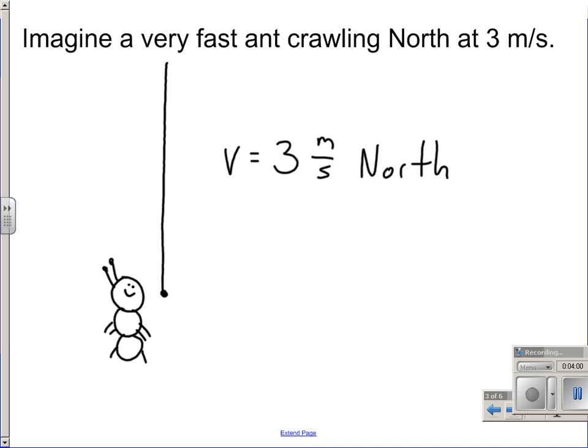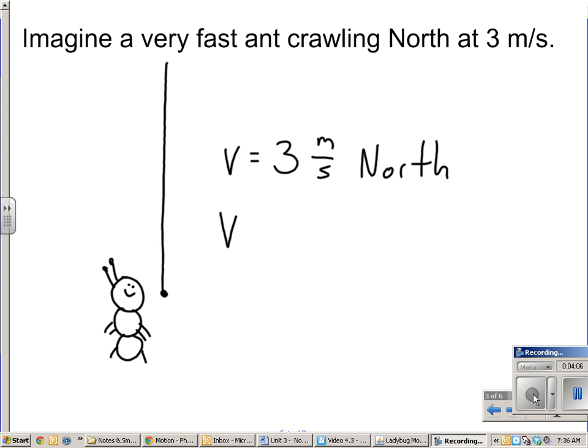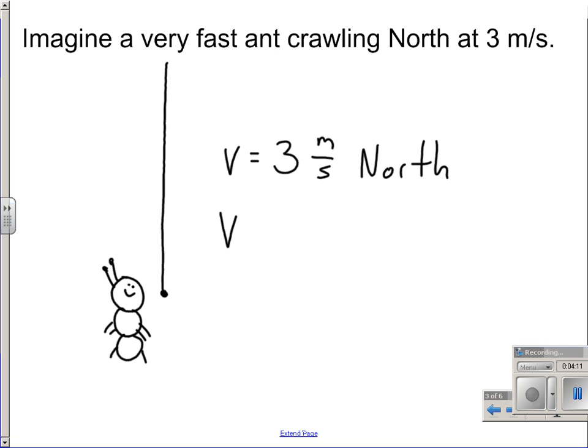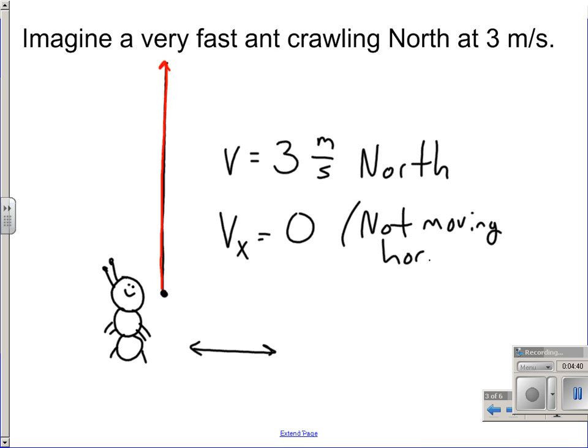All right, so now let's talk about horizontal velocity. Horizontal velocity is a measure of how fast he moves this way, right? And so it's kind of a dumb question. How fast is he moving left or right? How fast is he moving east or west? And the answer is he isn't. Look, he's just going north. He's not making any progress east or west. All right. So for our ant, the horizontal velocity is actually 0 because he's not moving horizontally.